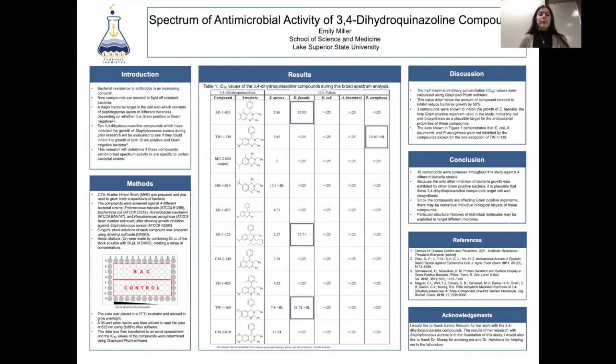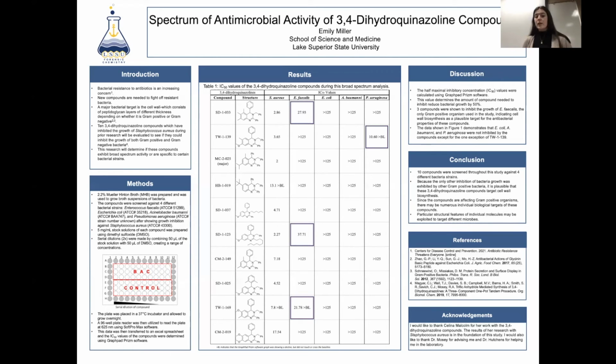values were determined. So from the results, there were 4 compounds that inhibited bacteria, 3 of which were in the gram-positive bacteria, which was E. faecalis, and then 1 of which was a gram-negative bacteria. The IC50 values, which is the half maximal inhibitory concentration, were calculated using GraphPad Prism software. This value determines the amount of compound needed to inhibit and reduce bacterial growth by 50%.